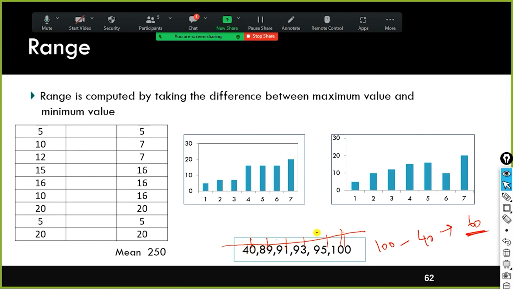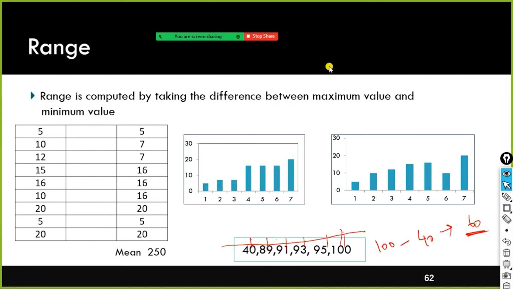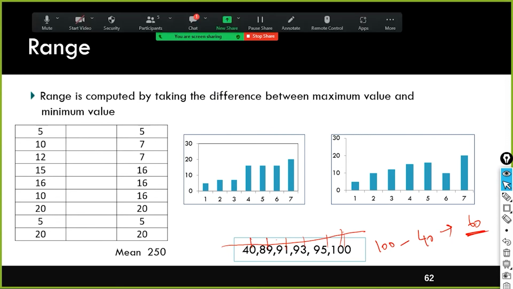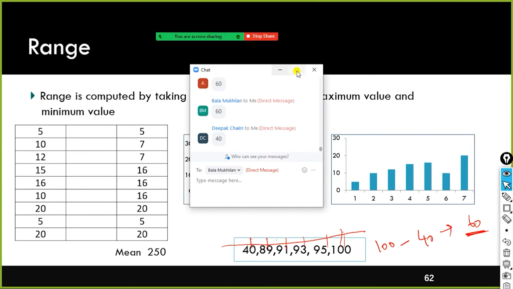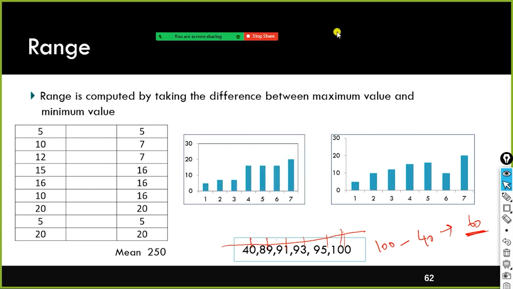Now you tell me, is this data set heavily skewed data or non-skewed data? It is skewed data. So do we have any outlier here? Yes, Deepak mentioned correctly. 40 is an outlier. Very good. Because almost all the values are closer to each other except 40. 40 is too far from all the other values.